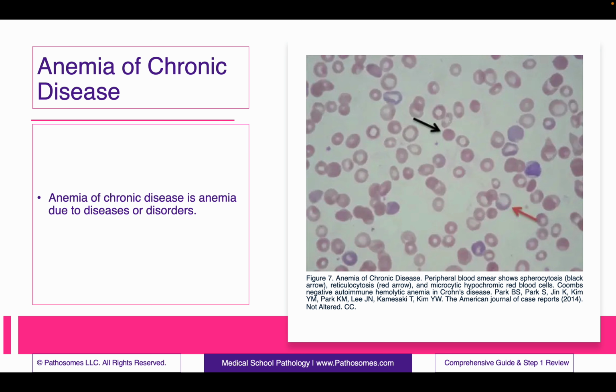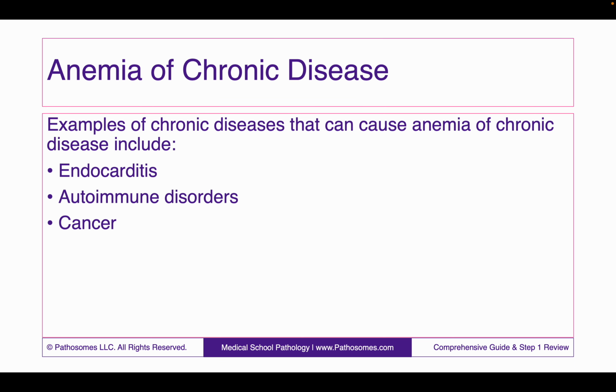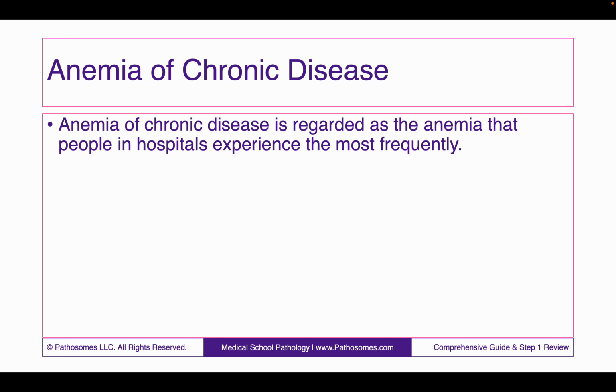As well as microcytic hypochromic red blood cells due to the anemia. And this is a patient that had autoimmune hemolytic anemia and Crohn's disease. Now, examples of chronic diseases that can cause anemia include endocarditis, autoimmune disorders, and cancer. Anemia of chronic disease is regarded as the anemia that people in hospitals experience the most frequently.